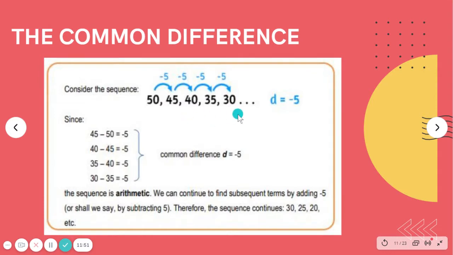Okay? And since alam na natin that the common difference is negative 5, we can easily get the succeeding terms. So, nag-end siya sa 30. So, kapag kinuha mo yung susunod dyan, anong susunod? That is 25. So, minus mo lang yung 5 sa 30. So, 30 minus 5, that is 25. And then 25 minus 5, that is 20. And so on and so forth.